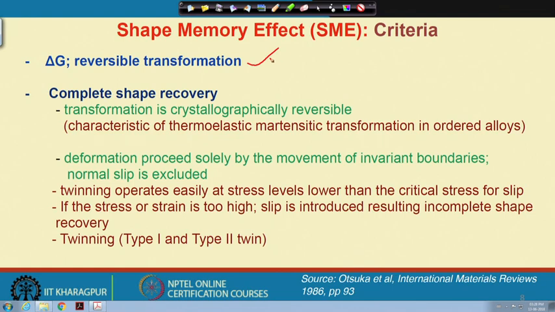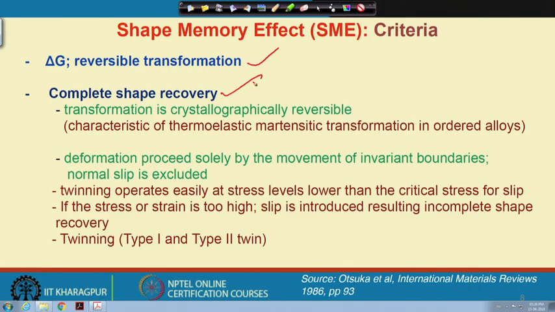And then the second most important aspect is that the shape of the material after plastic deformation of the martensite should be recovered, regained. How is it possible? Only when the transformation is crystallographically favorable, meaning the austenite lattice and the martensite lattice should switch between them by increasing or decreasing the temperature and applying and releasing the stress.